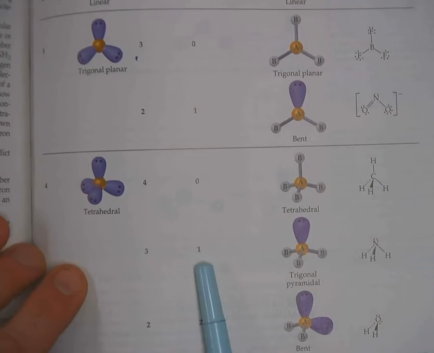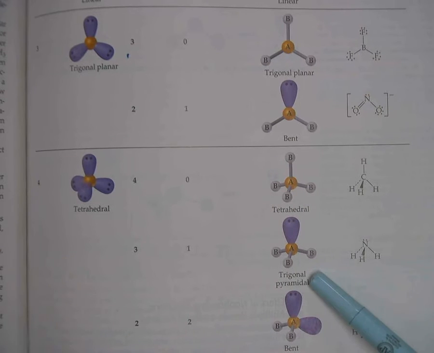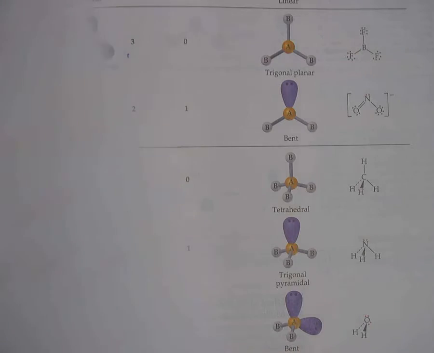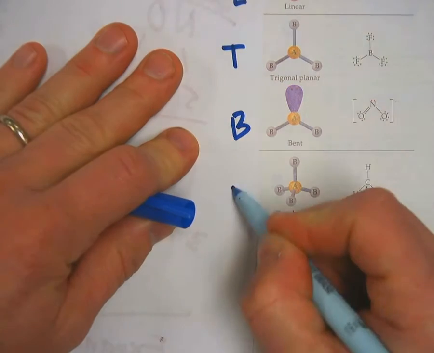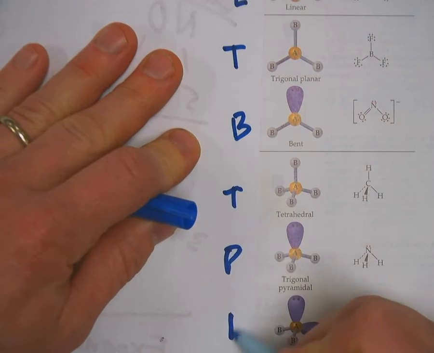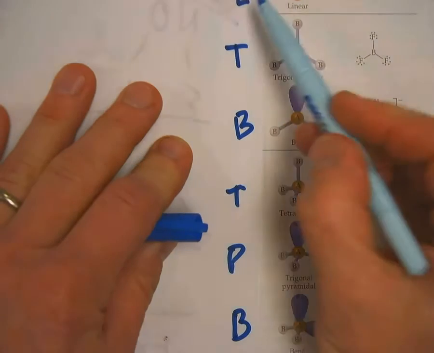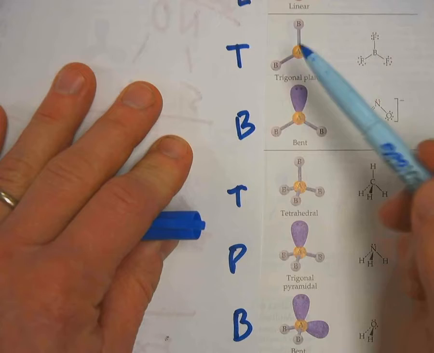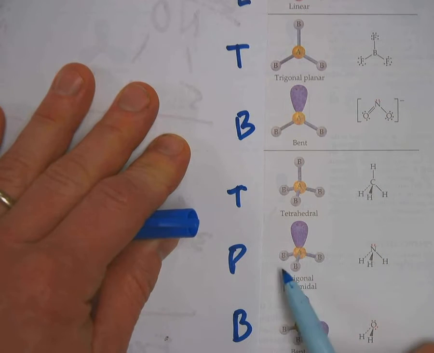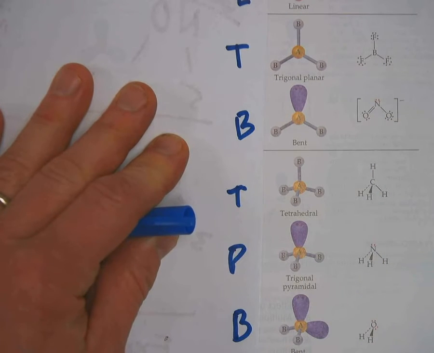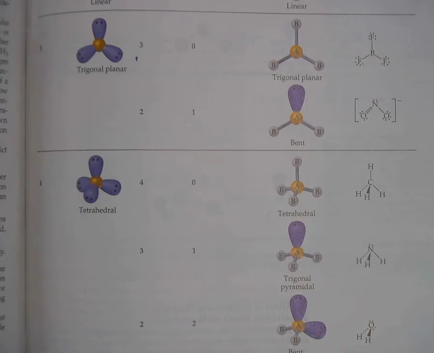3 shared, 1 non-shared, they call this trigonal pyramidal. 2 shared, 2 not shared, bent. This one, remember, we had a sing-song saying for. Love to be the playboy. Okay? L for linear, T for trigonal planar, bent, tetrahedral, pyramidal, trigonal pyramidal, and bent. Love to be the playboy.